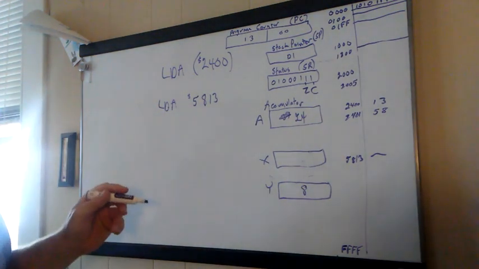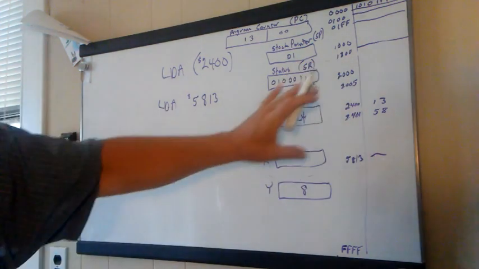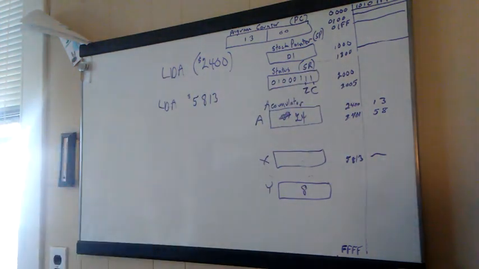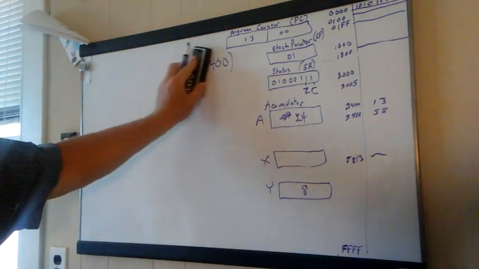And this is useful for a few things, but for tables, for one thing, if you want to have a table of locations and then jump to them or load values out of them, that kind of thing. But it's called indirect addressing. And there's a few other methods, but that covers the main ones.